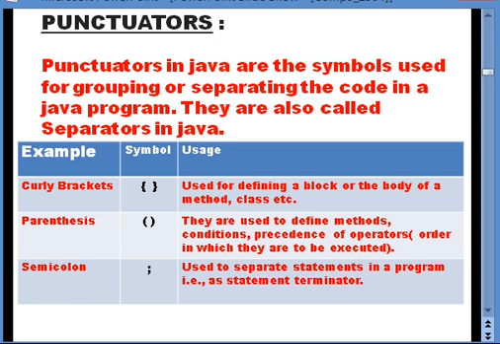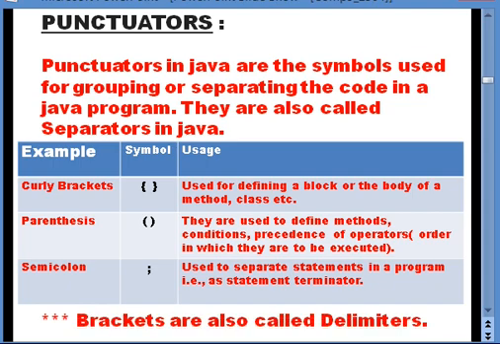They are used to define methods, conditions, and precedence of operators, which means the order in which the operators will be executed in a given expression. Then we have a semicolon as an example, which is used to separate statements within a Java program. That is, we can also call it a statement terminator. Remember, the brackets like curly brackets, the circular brackets, the square brackets in Java are also called delimiters.